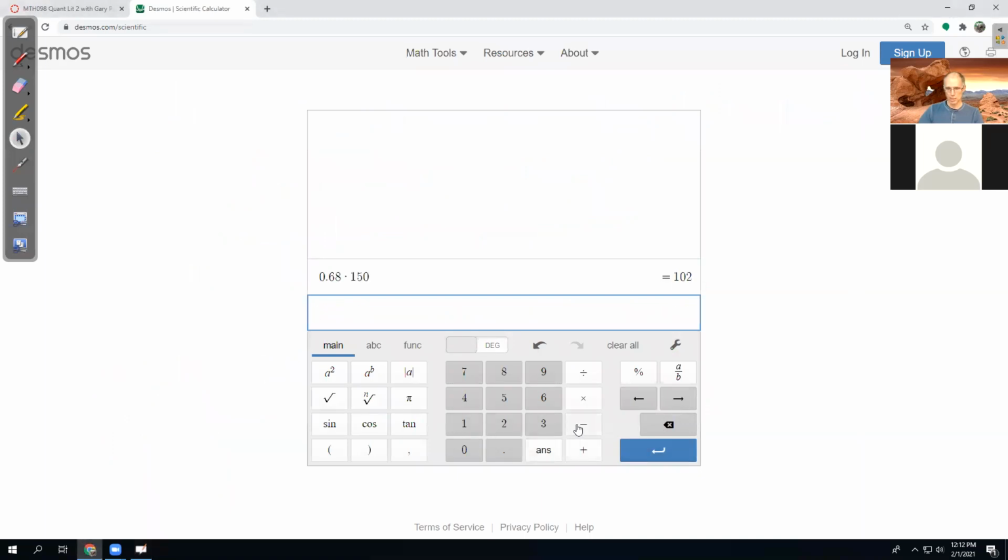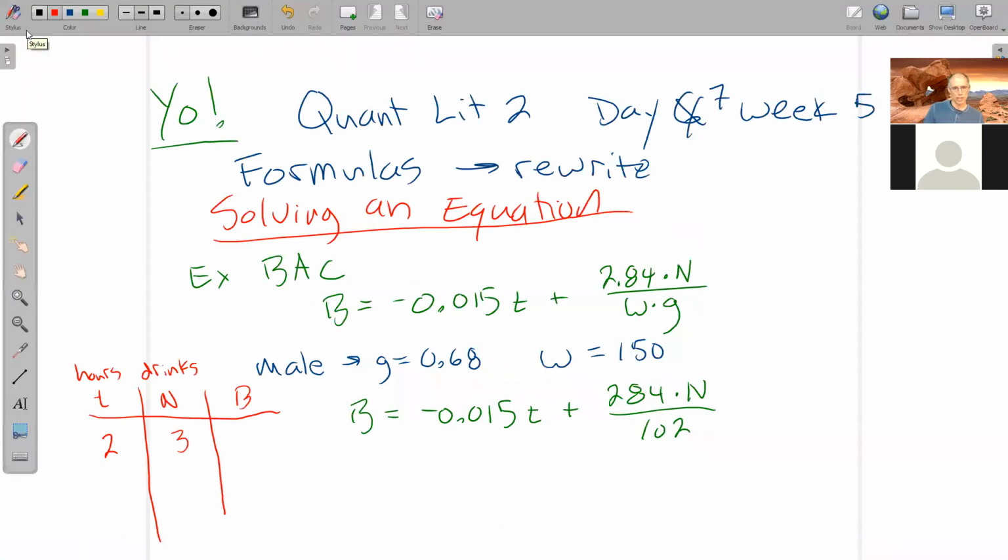All right, so then I would take my negative 0.015 times 2 hours, plus that fraction, 2.84 times 3 drinks, divided by his 102 in the denominator, which we get above by taking the weight times the gender factor. And so the BAC formula says, if he had 3 drinks, 2 hours after starting drinking, his BAC would be about 0.05. Legal limit for regular drivers is 0.08. If you're a commercial truck driver, it's different. That would probably be over the limit. So I get about 0.05 for the BAC.